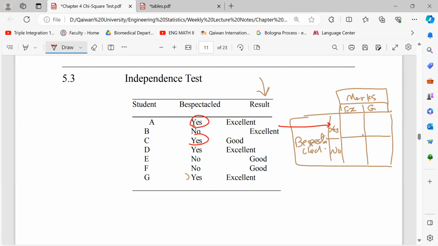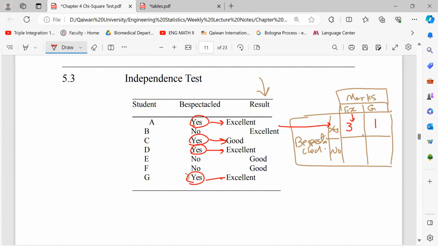1, 2, 3, 4. We have 4 students who wear glasses. Okay, and how many of them got excellent? 1, 2, 3. So we write down 3 here. Wear glasses and excellent, we have only 3 students. And wearing glasses and got good, we have only 1.